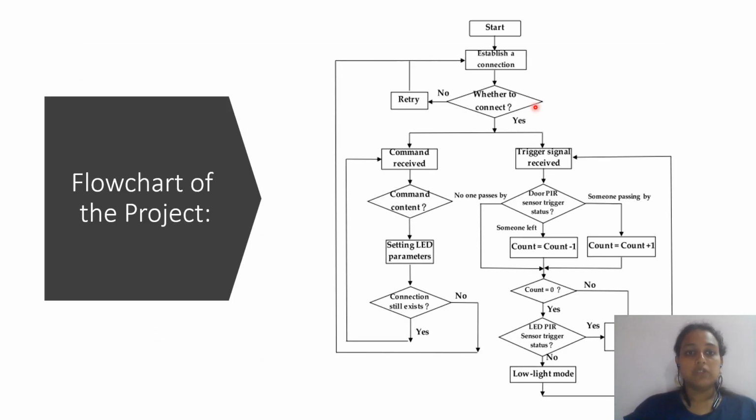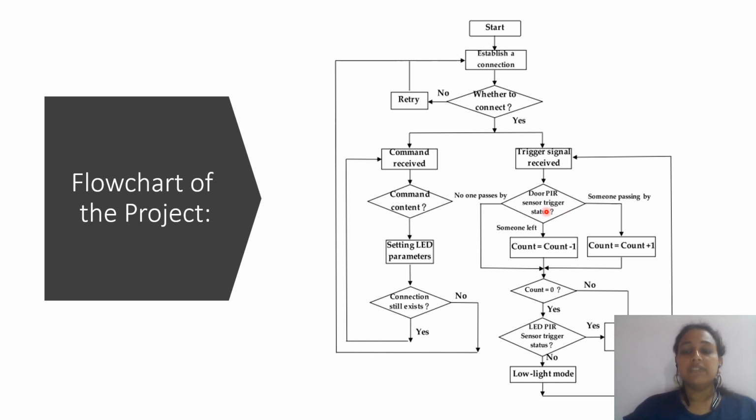This is the flowchart of the project. Once the system establishes a connection, it will check if the connection is continuous. If not, it will retry and go back to the loop. If yes, it will check if the PIR has received a trigger signal. So it will check what type of trigger signal it has received, either from the entry PIR or the exit PIR.